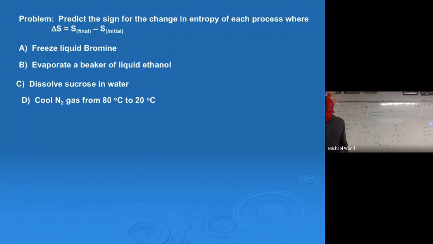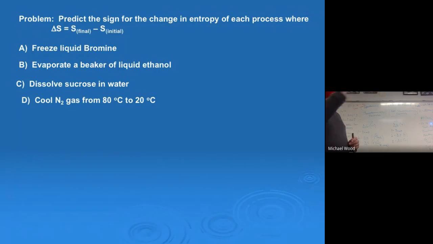Cool nitrogen gas from 80 degrees to 20 degrees. So it's ending up at 20, it started at 80. What's going on with entropy here? It's going down. I agree, Jackson. It's going down. So D would be a decrease in entropy.